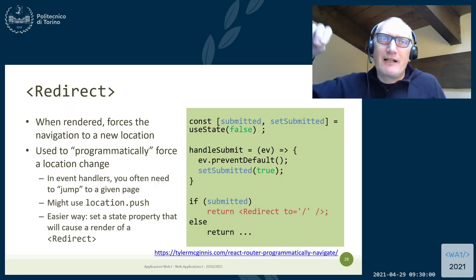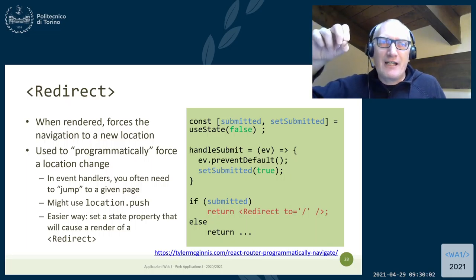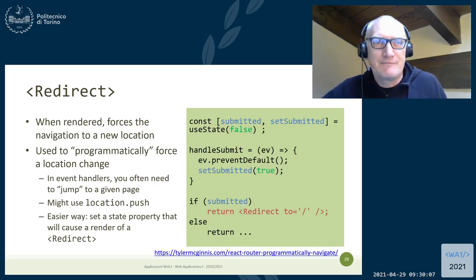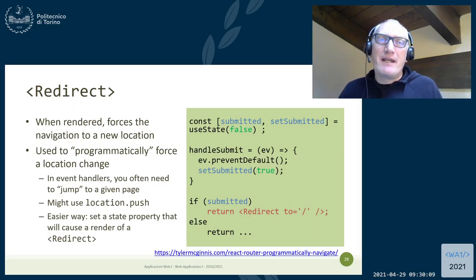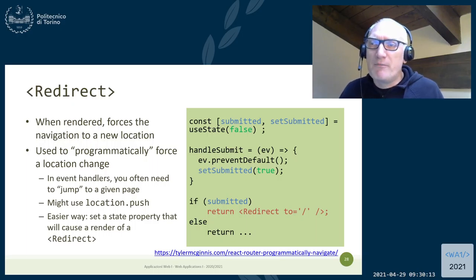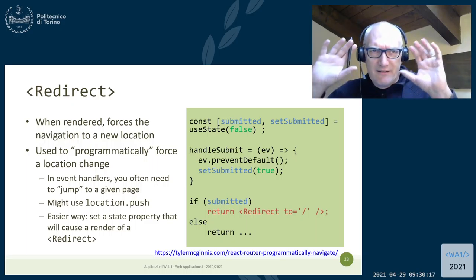Okay. So I want to go to that page. Like the user clicked on a link to go there, but the user is not there. I don't want to render the link. I don't want to ask the user to click. I just want to go there. Okay. So this is done by the redirect component, and the redirect component has a strange behavior. It's really confusing.